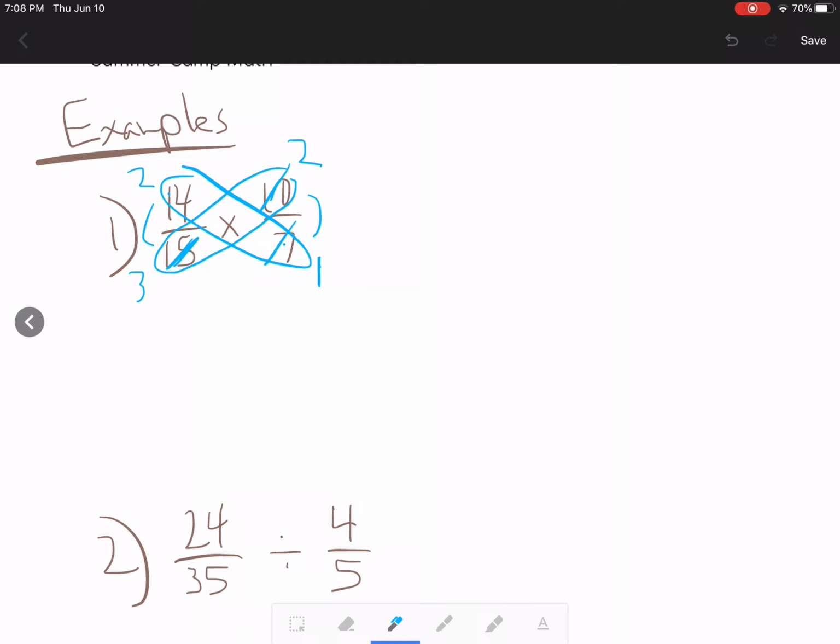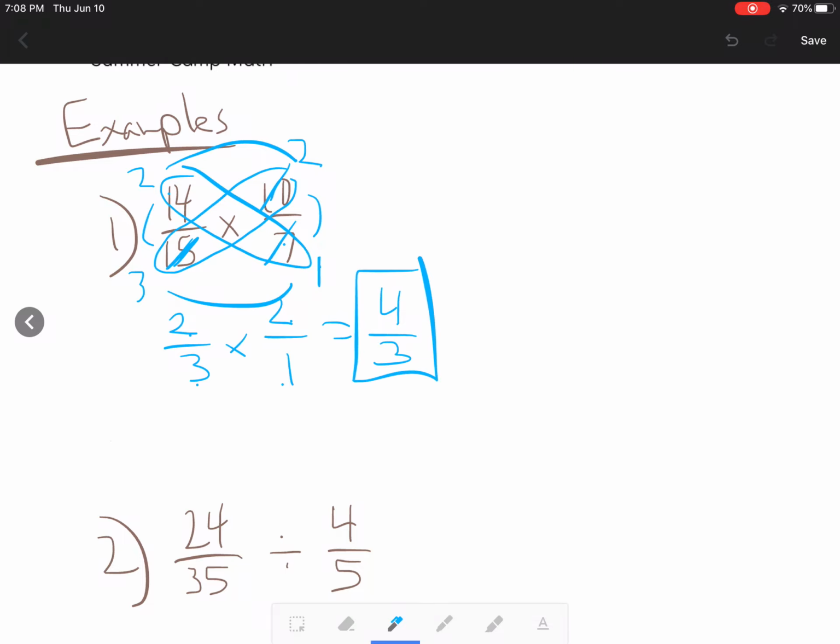And now we're going to multiply what's left. So just to show you, I'm going to rewrite it. We have 2/3 times 2/1. If you want to, you can do this step, or you can just look at these numbers right here and do the multiplication that way. So 2 times 2 is 4, 3 times 1 is 3. Our final answer there is 4/3.